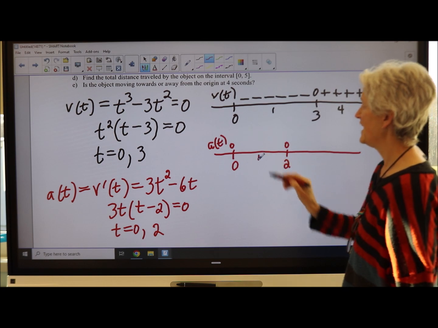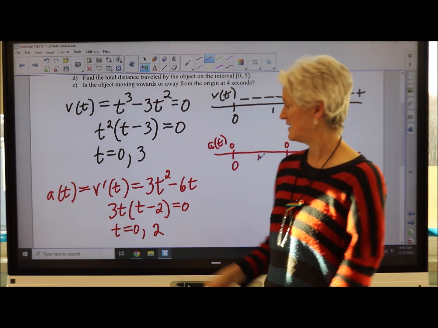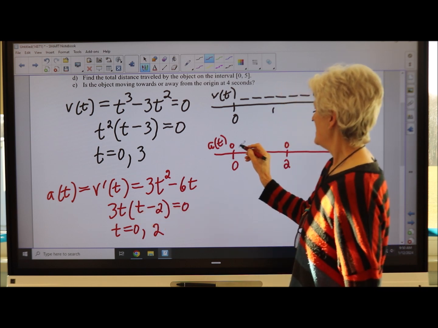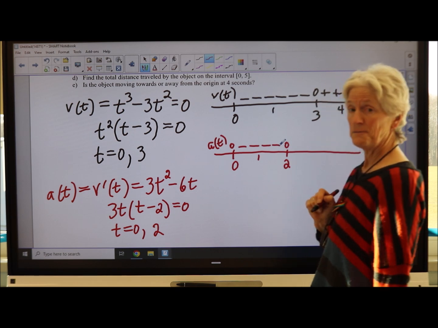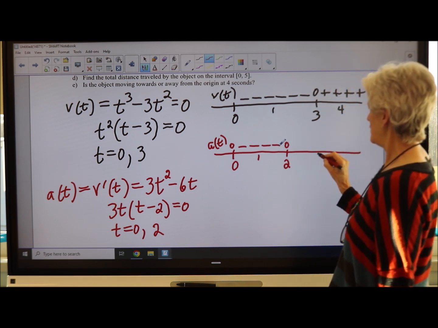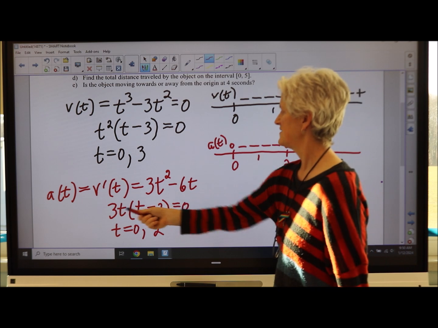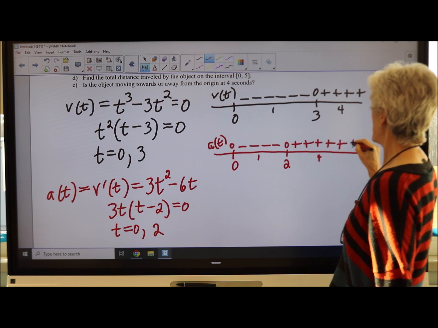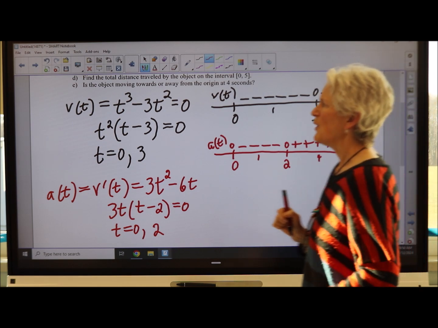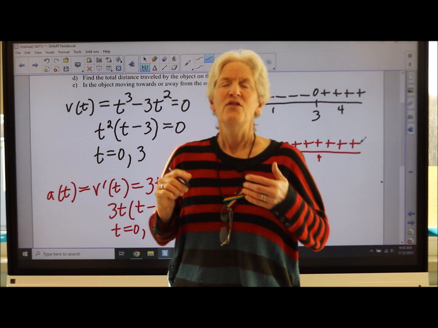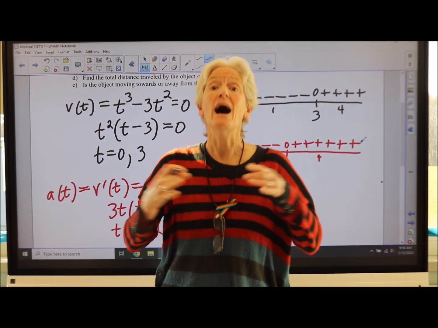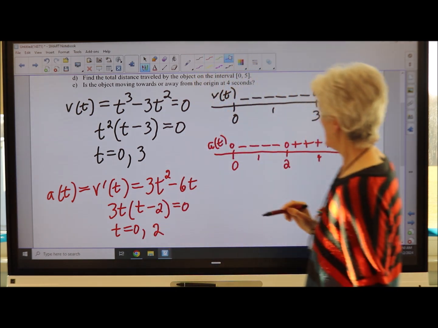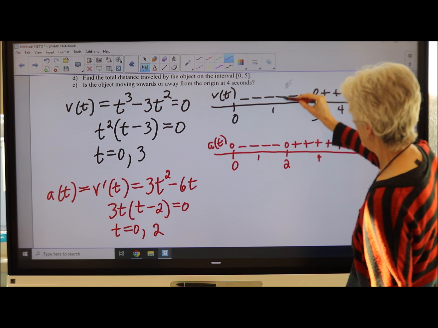Let's plug in some values in between to see what's happening with my acceleration. When I plug in a 1 into my acceleration, this positive times the negative, negative acceleration here. When I plug in, I don't know, like a 4 or a 3, I'm going to get something positive. So I have a change in my acceleration. Okay, so I'm looking to see when the velocity and the acceleration have opposite signs. That's when my particle will be slowing down. Let's see, that looks to be right here.